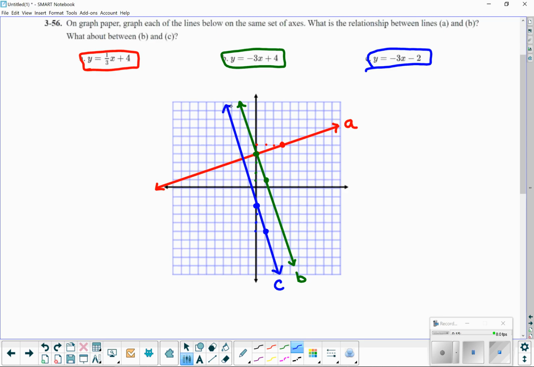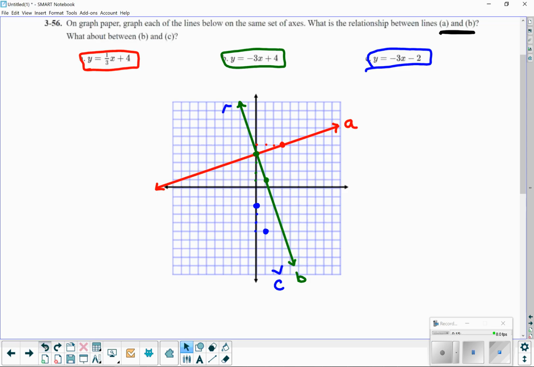So first thing is, what's the relationship between line A and B? You look at line A and B, which is the red and the green. Let me just take out the blue line for a second. Red and green, it looks perpendicular, but we got to double check it.